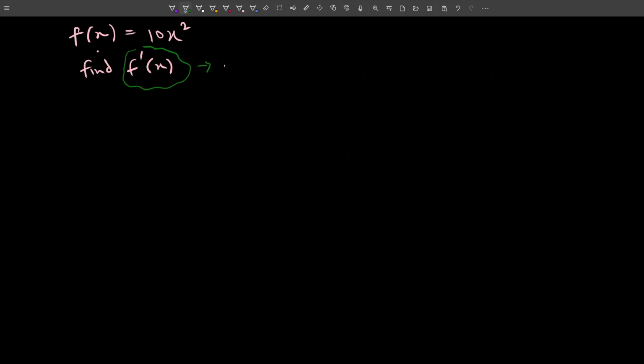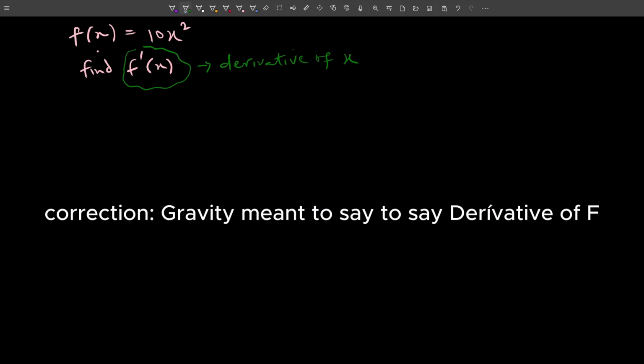If you're given a function f of x equals 10x raised to 2, and asked to find f prime of x, what does this mean? This statement means the derivative of f with respect to x. So we're asked to differentiate. To differentiate means to find a derivative. Now, how do you do that?